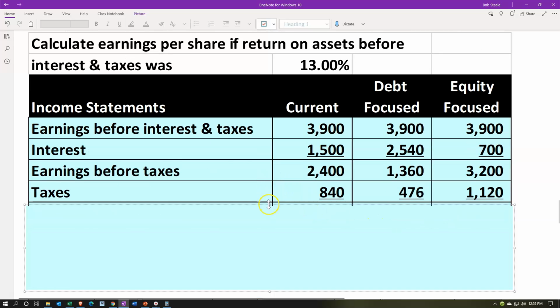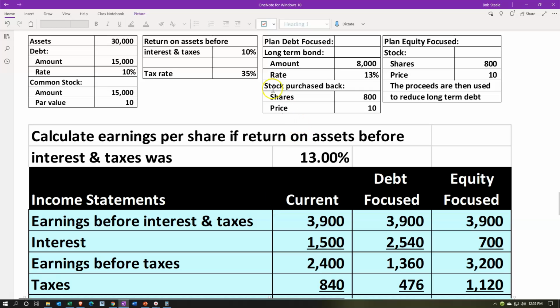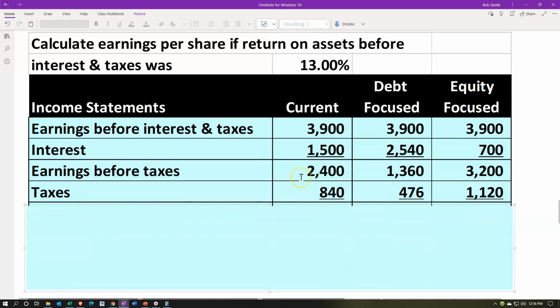Then the taxes are going to be at that 35%. So the 2,400 times 0.35, 840, and 1,360 times 0.35, 476. There could be rounding here, so be aware of rounding. That means, of course, that the taxes are still going to be lower for the debt-related plan because they get to deduct the interest there.